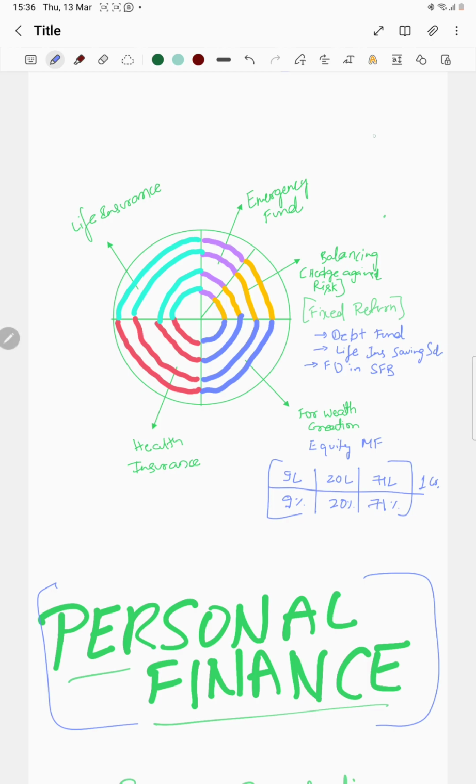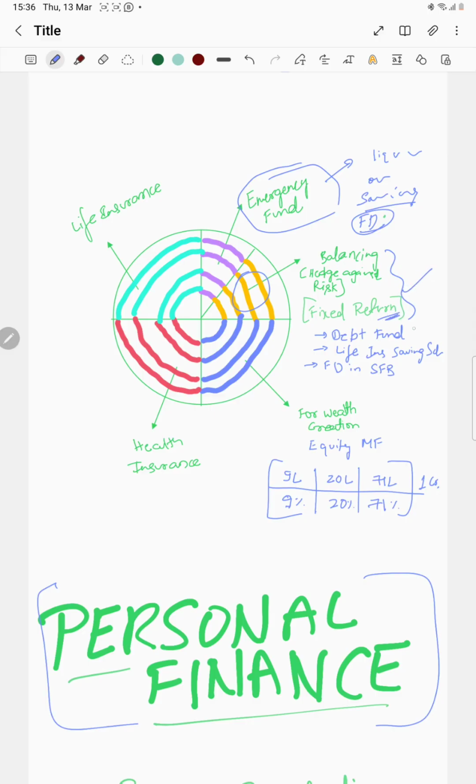See, before starting your investment journey, you should keep some amount as an emergency fund. For the emergency fund, you can invest in liquid mutual funds, overnight funds, or a savings account. If you can't keep it in a savings account because it won't give any returns, you can keep it in an FD also.